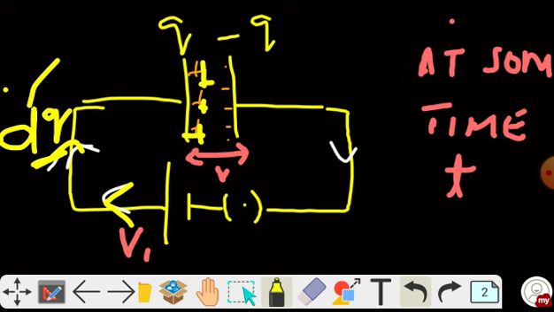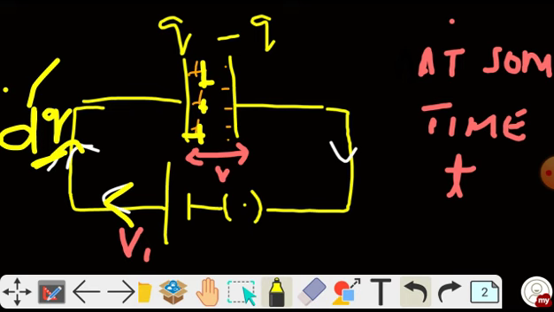Okay, let's come to the derivation part for the potential energy. From the discussion till now, it is clear that in order to calculate the potential energy stored between the plates of the capacitor, we have to calculate the work done by the battery to charge it. Is it clear or not? Yes. So let's find out the work done by the battery to charge the capacitor.